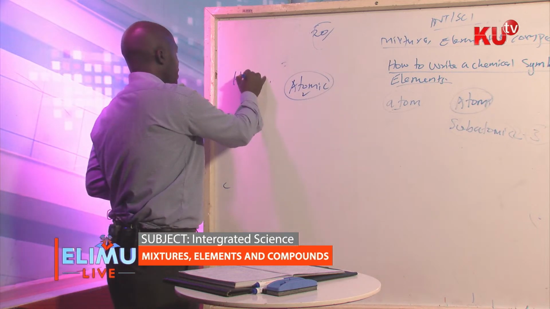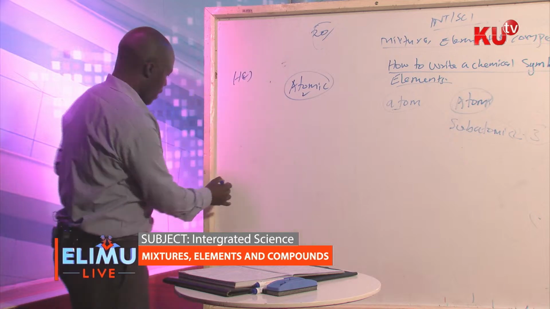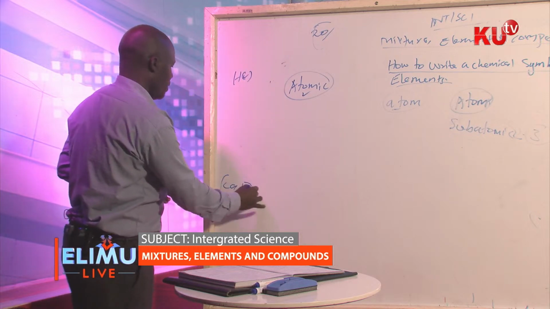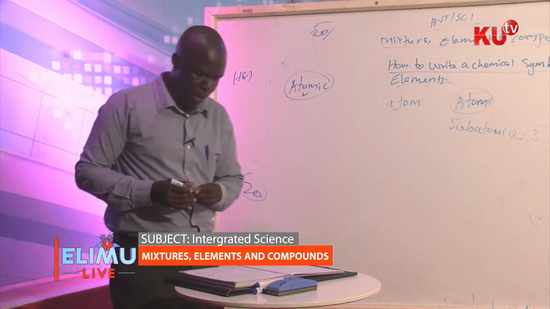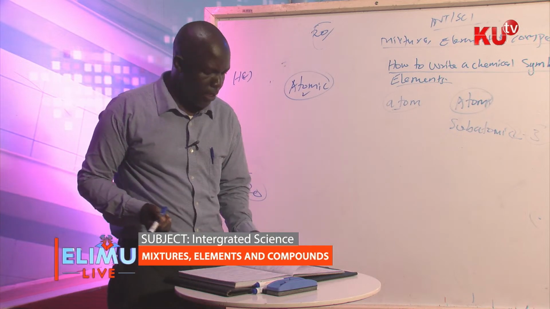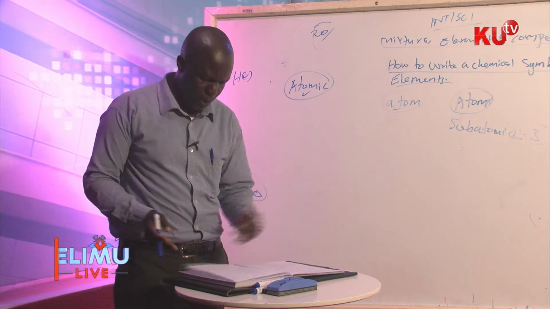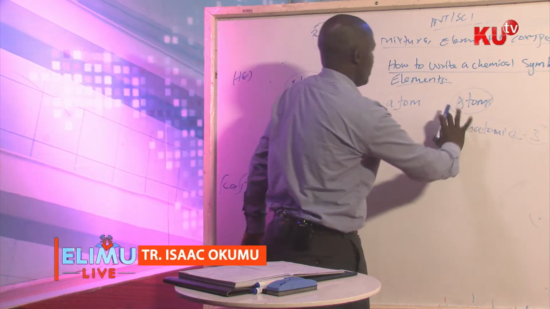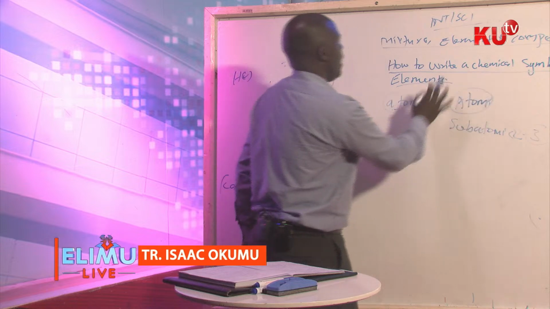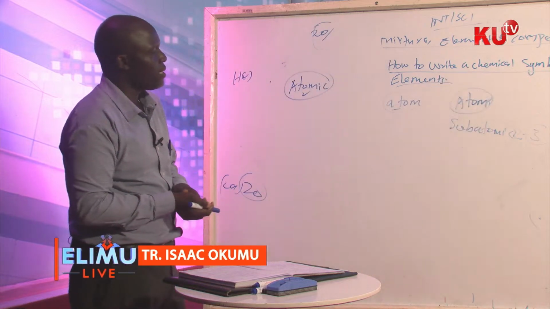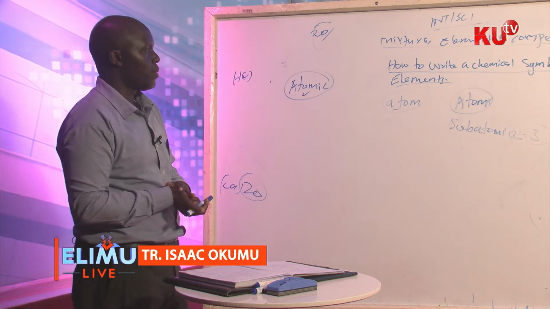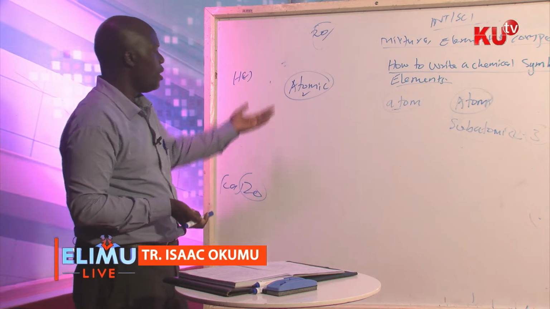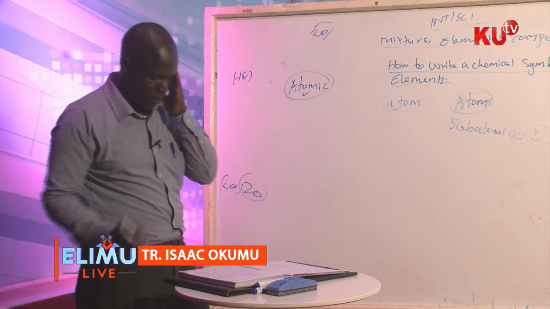For example, hydrogen is atomic number 1. Then calcium down here is number 20. Those are what we call the atomic number. So atomic number is also very important because it is going to help us when we are studying the structure of an element, for example, when we look at the electronic configuration of an element. So we will need the atomic number, but we'll look at it later.